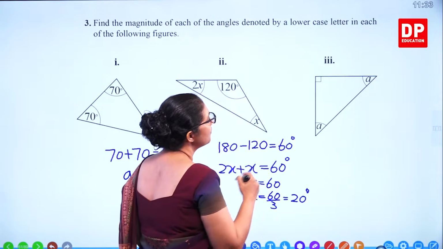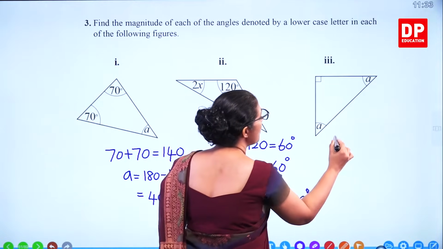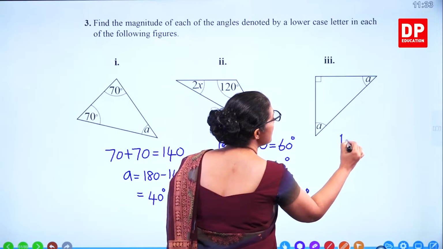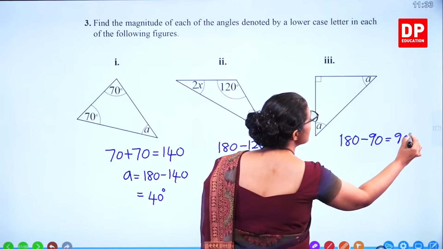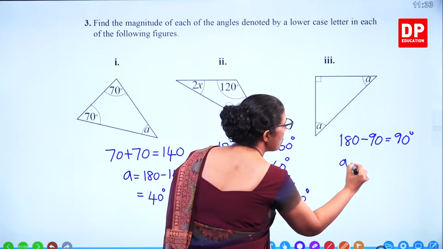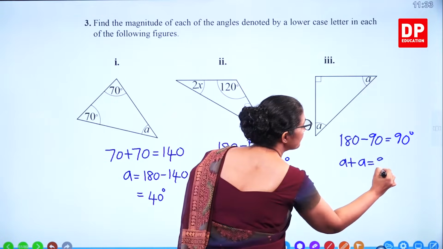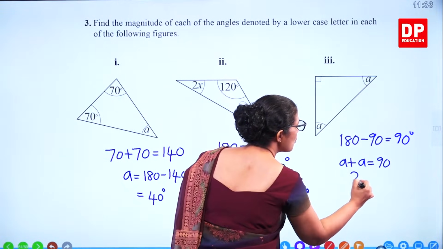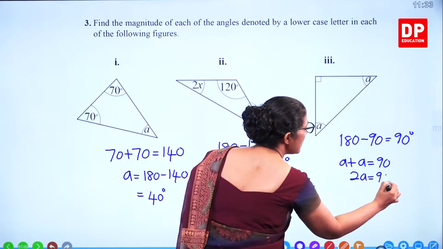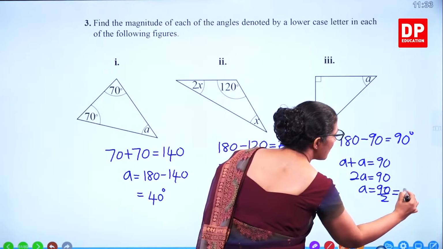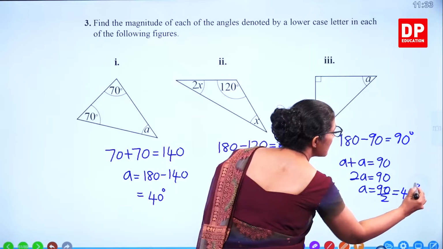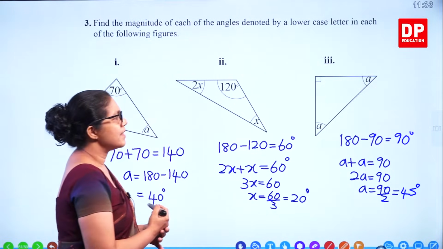This one, 90 is there. So this is 2a. You can say 180 minus 90 is 90. So these two, a plus a is 90. So 2a equals 90. A becomes 90 divided by 2, 45. So a is 45 degrees.